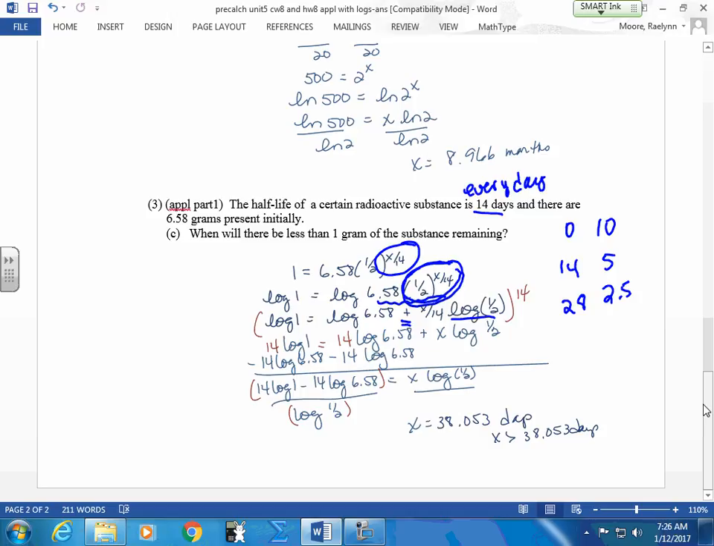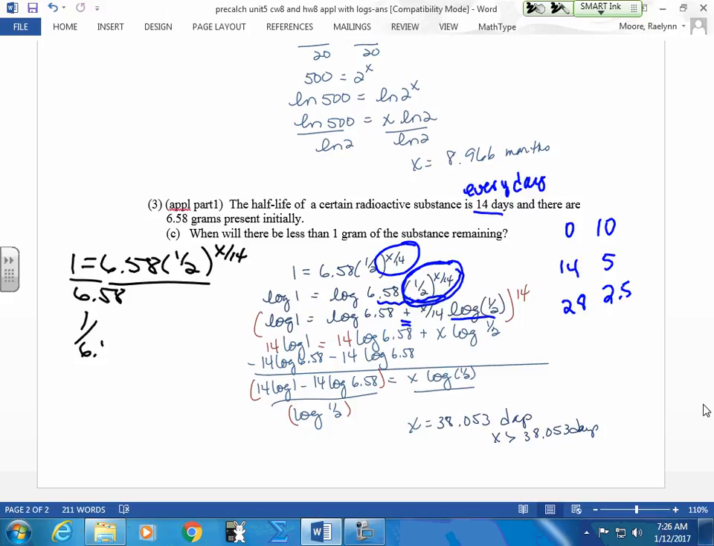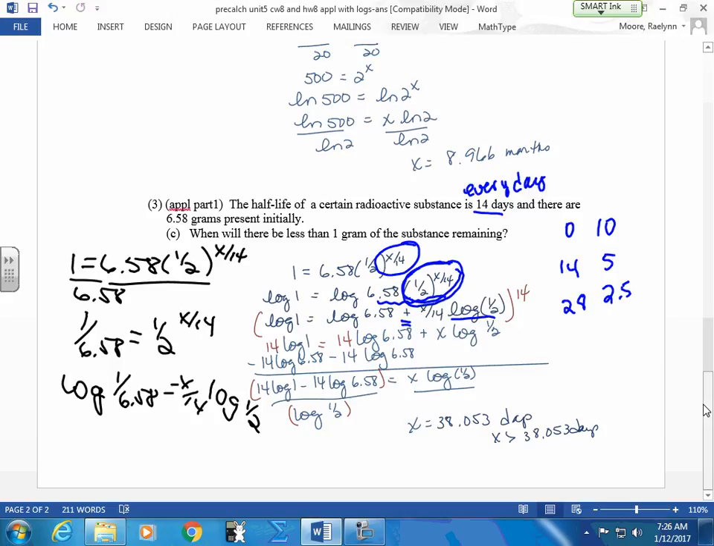You can also do this one the way we did the other ones. It's not pretty, but you can divide both sides by 6.58. This is fine too. Then take the log of both sides. Just leave this like this. And work from there. That works too. This looks a little strange, so I did this one the long way. Just to show you, you can go either way you like. Just as long as you follow sound math rules, you're fine.